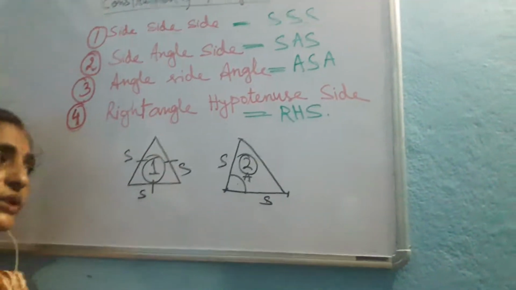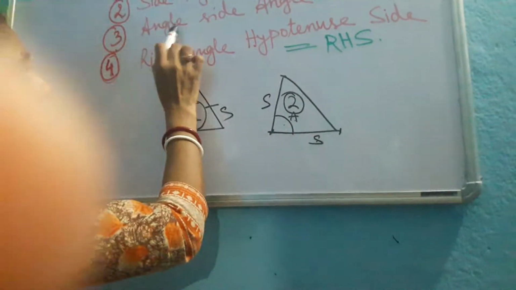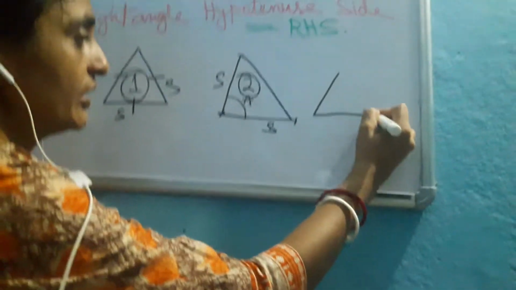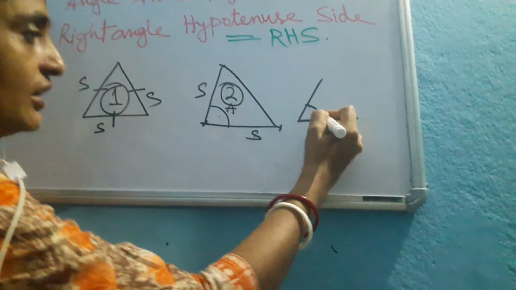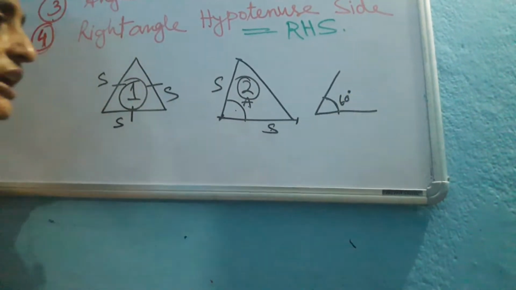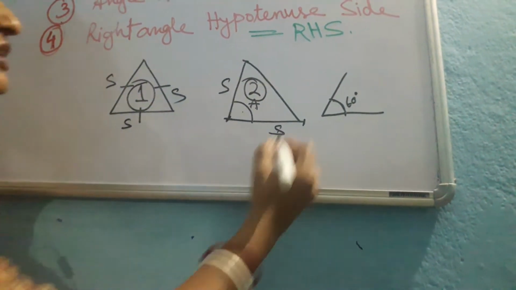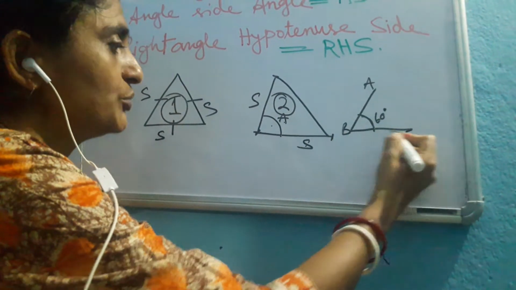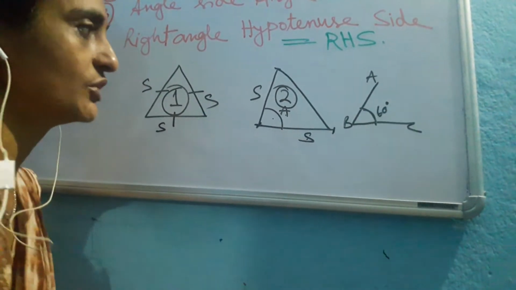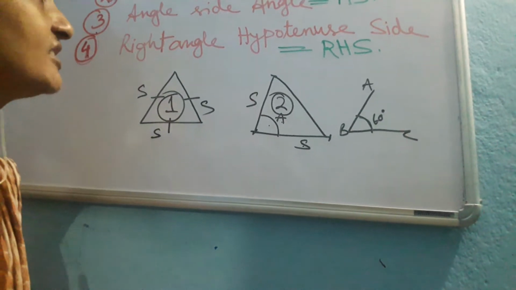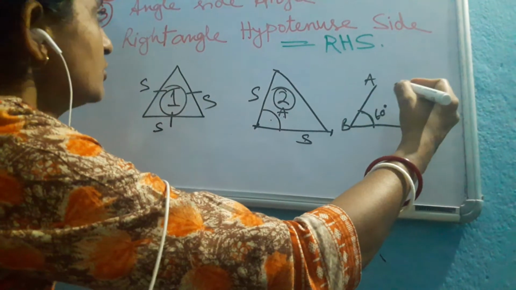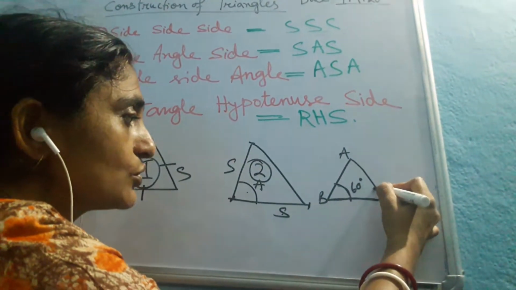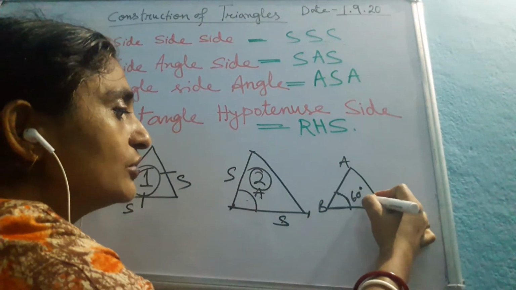Let's come to the third one. In third case, what has been given? Angle, side, angle. That means suppose one angle has been given, that measure of the angle has been given. Let it be 60 degree. Another angle has been given. Let's name this one. The name of the triangle is ABC and its measure, angle ABC, is 60 degree. Another angle has been given, ACB, that is also equal to 60 degree. Let me draw ACB, this one. That is also 60 degree.